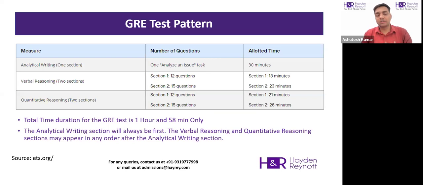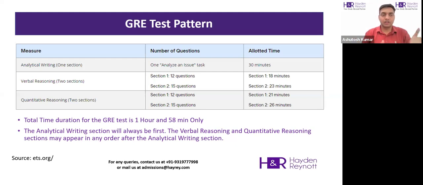Now, when we talk about the test pattern of the GRE exam, it is now only 1 hour and 58 minutes, in which there is now only one writing section, which is an analysis section. In this, you have to analyze an issue, the analysis task, and for that you are allowed 30 minutes. In verbal and quant both, you will get two sections, one with 12 questions, the other with 15 questions. The respective timings in the verbal section are 18 and 23 minutes. For the quant section, 21 and 26 minutes. So this is the pattern for the overall GRE exam.